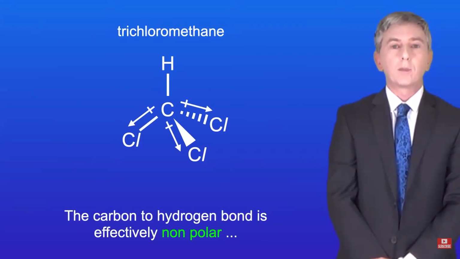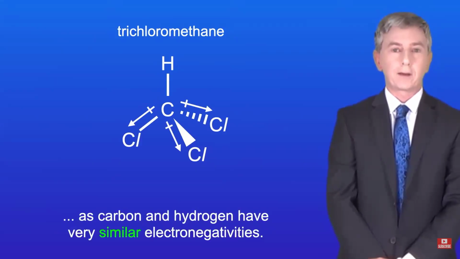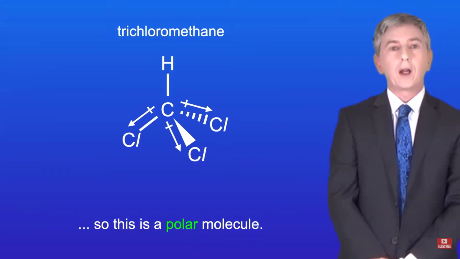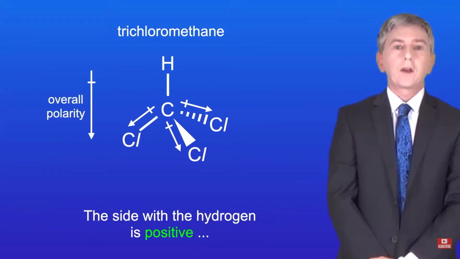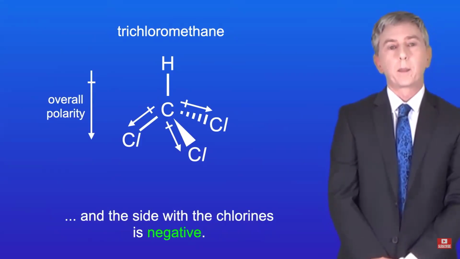This molecule is called trichloromethane. The carbon to hydrogen bond is effectively non-polar, as carbon and hydrogen have got very similar electronegativities. In this case, the dipoles on the carbon to chlorine bonds cannot cancel, so this is a polar molecule. The side with the hydrogen is positive, and the side with the chlorines is negative.